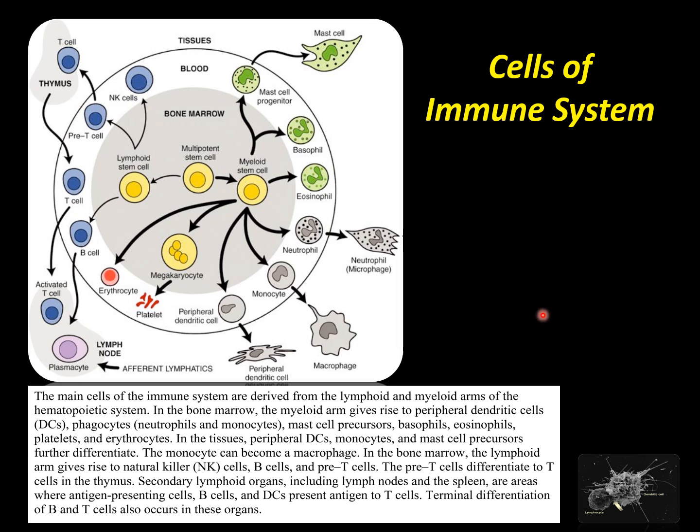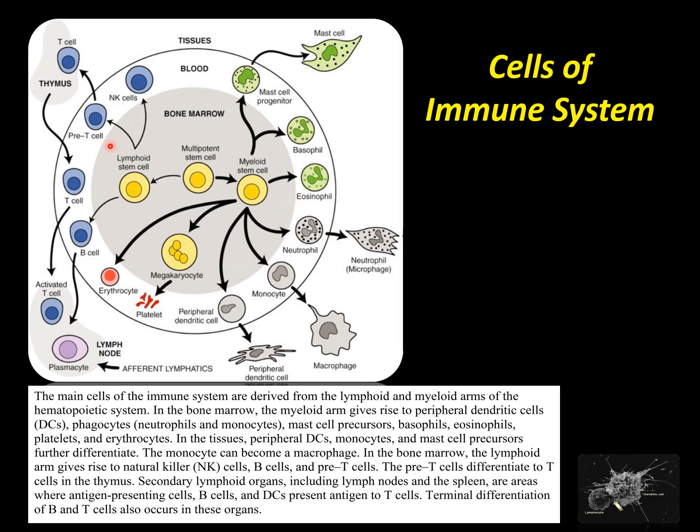Now, what is this? These are the cells of the immune system, the sources of cells. Basically, there are three parts in this diagram: bone marrow, blood, and tissue. The bone marrow contains multipotent stem cells. They can be converted into two types of lineages: lymphoid stem cells and myeloid stem cells. Now, lymphoid stem cells can be converted into NK cells, pre-T cells, T cells, and B cells.